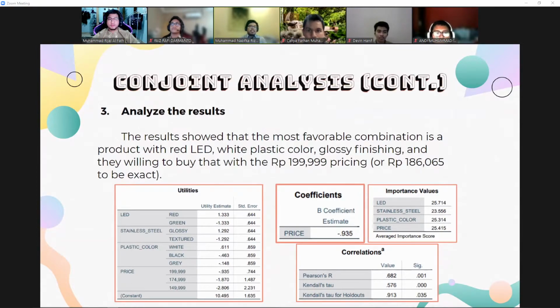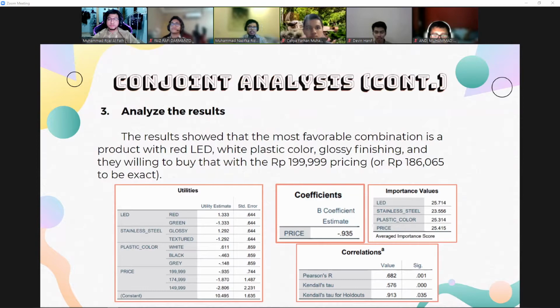Then this is the result. Starting from the left utilities table, we can infer that the most favorable combination for the customer is the red LED, white plastic color, glossy finishing, and they are willing to buy the product at a price of 199,000 rupiah. To be specific, based on the data, customers are actually willing to pay a price of 186,000 rupiah. We generate this by pricing from the coefficients table that showed the price is the only numerical factor and can be estimated using the coefficients by multiplying it with the price we determined previously.